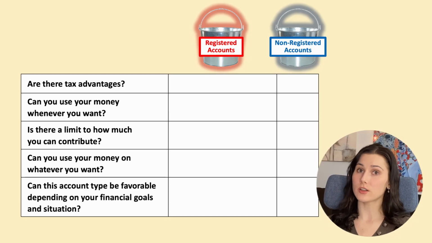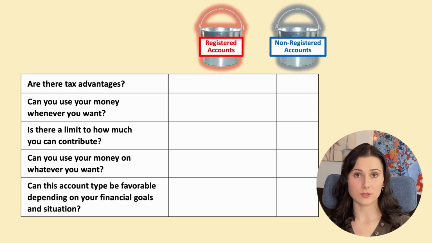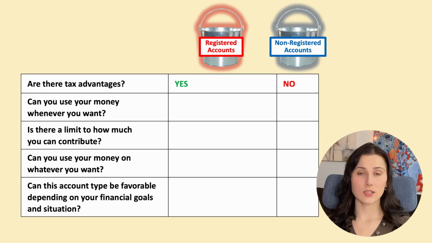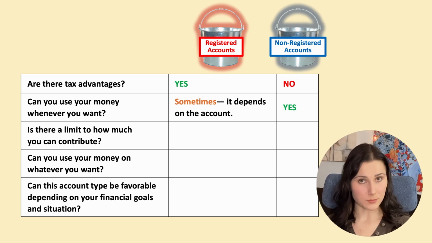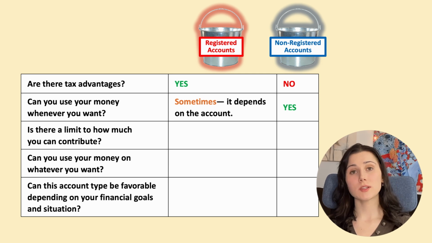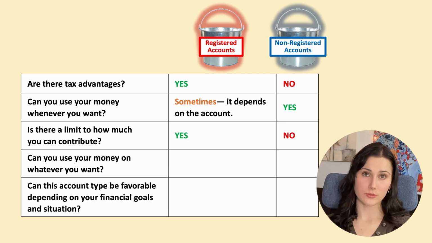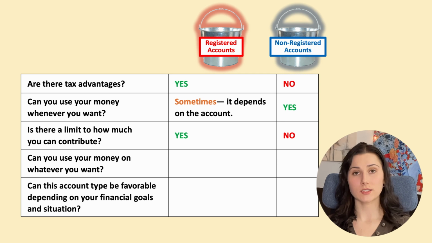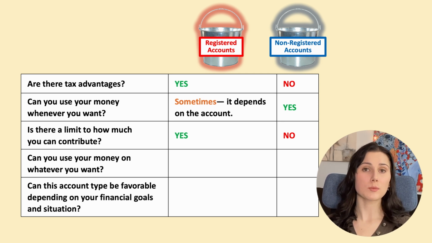The first question is, are there tax advantages associated with this account? As we discussed, registered accounts, yes, there are tax advantages. Non-registered accounts, no, there are no tax advantages. Can you use your money whenever you want? In registered accounts, sometimes. It depends on the account. With non-registered accounts, yes, you can use your money whenever you want. Is there a limit to how much you can contribute? Yes, registered accounts have limits because the tax advantages can be quite powerful, whereas non-registered accounts do not have any limits because you've already paid taxes on all the money in those accounts.